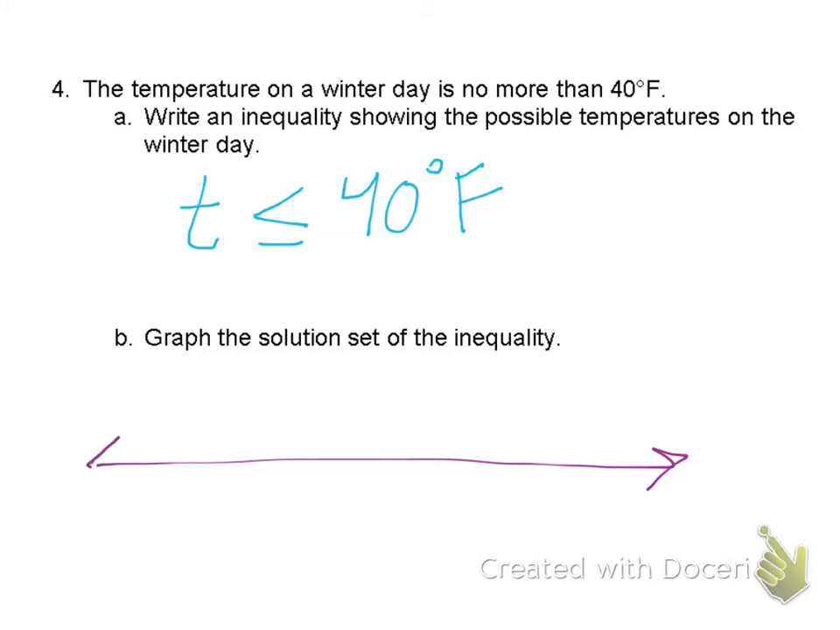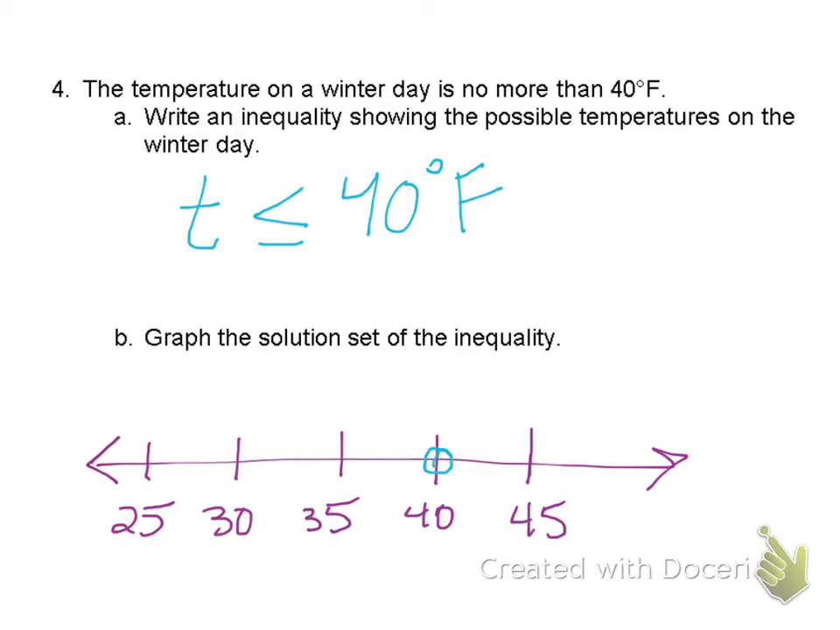So we'll start with our number line here and pick a few points. We'll put maybe 40 in the middle here. Maybe we'll count by 5s this time. So we'll go down 35, 30, maybe 25. And above the 40, maybe we'll just go 45. Okay? So then we need to put our point at 40, and we're going to fill it in. It's closed because it's a less than or equal to. And then our line is going to go to the left because it's a less than.